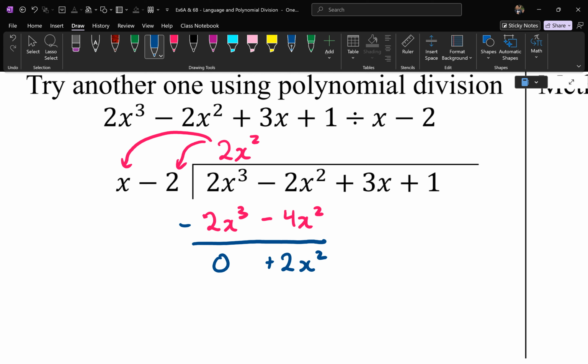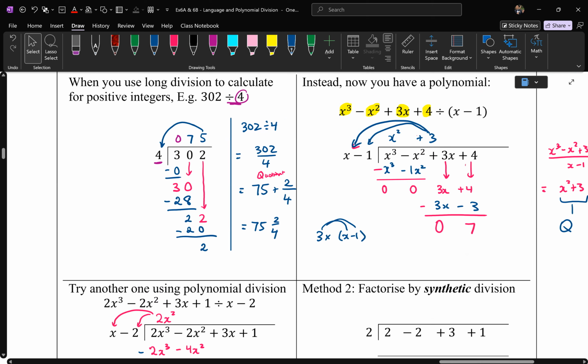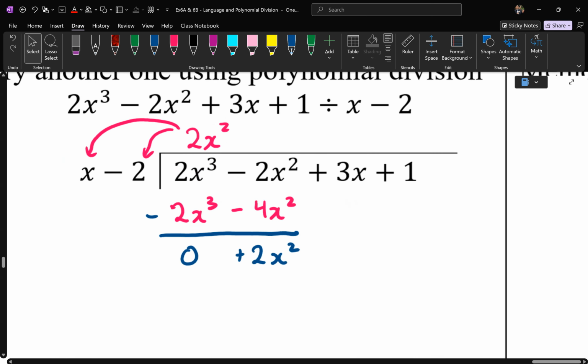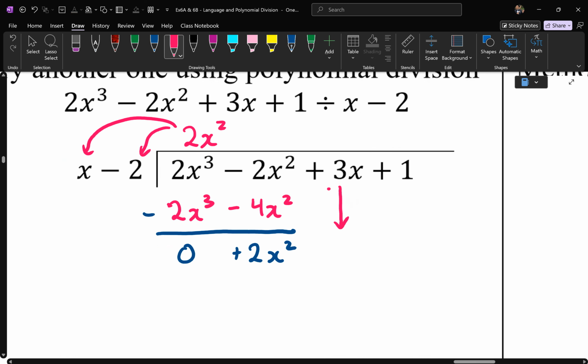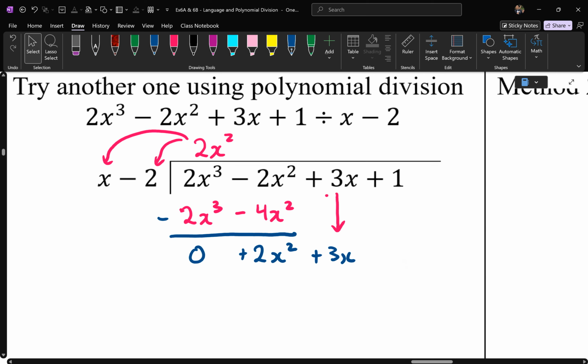What's the next step once you've got the remainder? What do you do next? Let's go with Luke. Have a look at the notes. Yeah, bring it down. So after you finish the remainder, you move on to the next digit. Here, same thing. The next digit is positive 3x, so drop it down. You now have plus 3x. And then you start the algorithm again. You say the same thing.